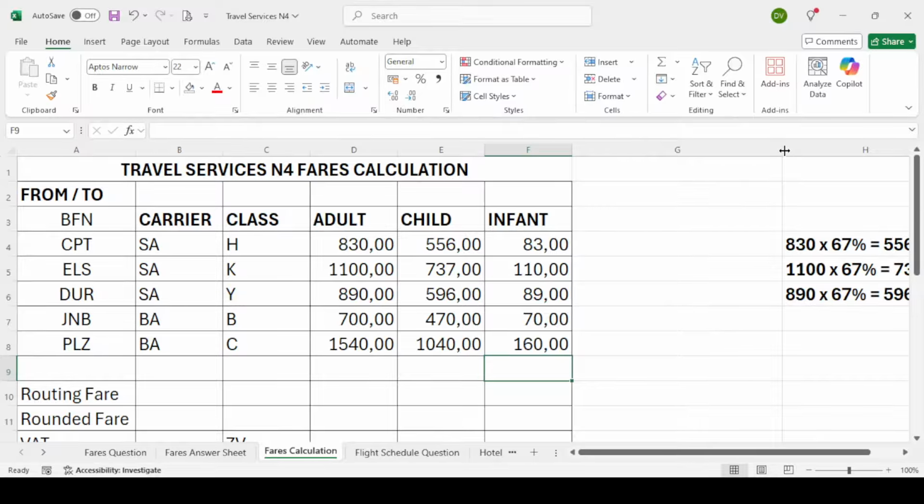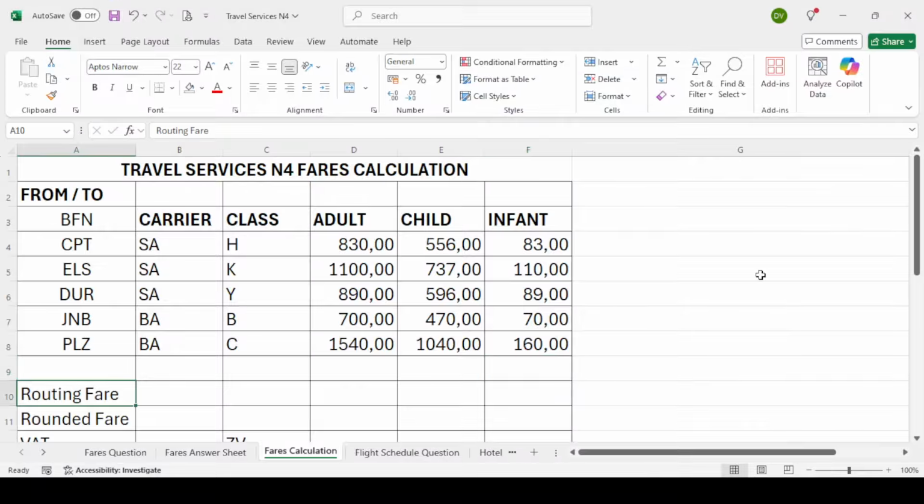Okay. The next thing you need to do is what they call the routing fare. The routing fare simply means to add up the totals. You're going to add up everything for the adult. So all of those ones added together. And you do the same with child and with infant. So when you add up everything for the adult, you get a total of 5060.